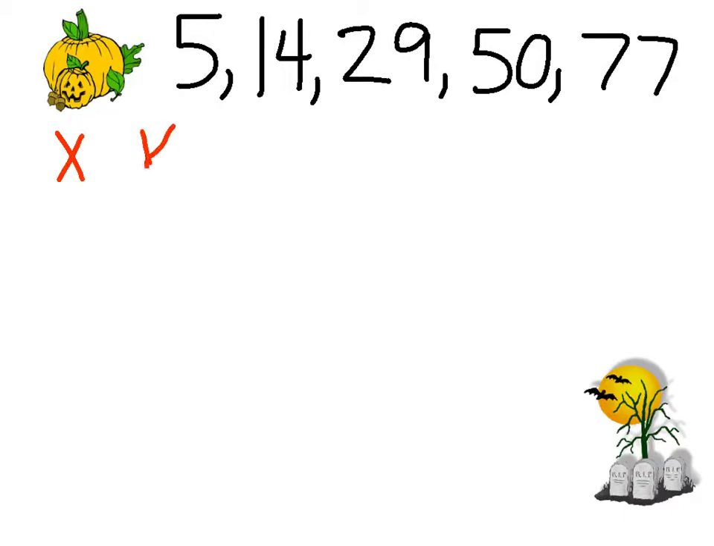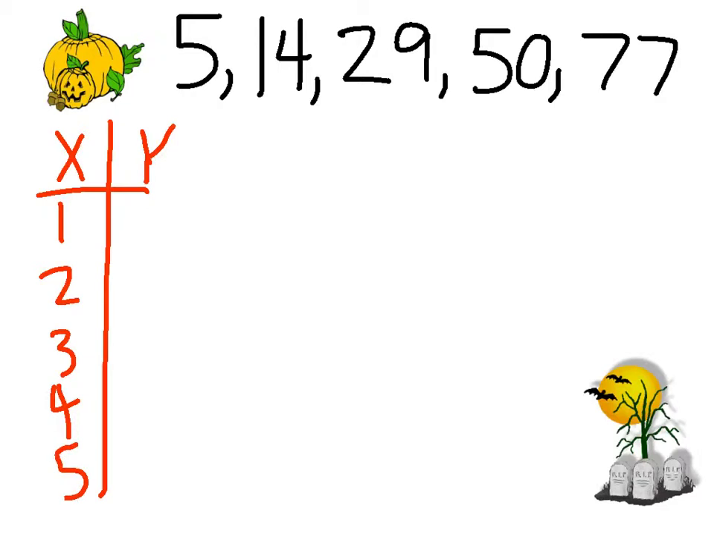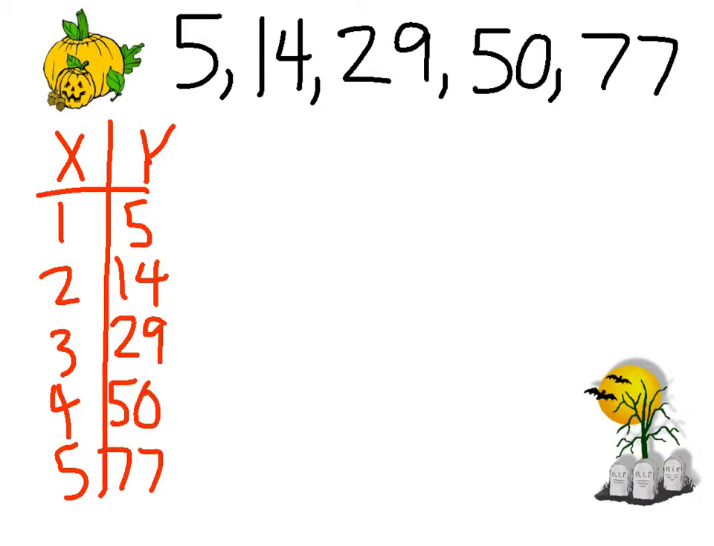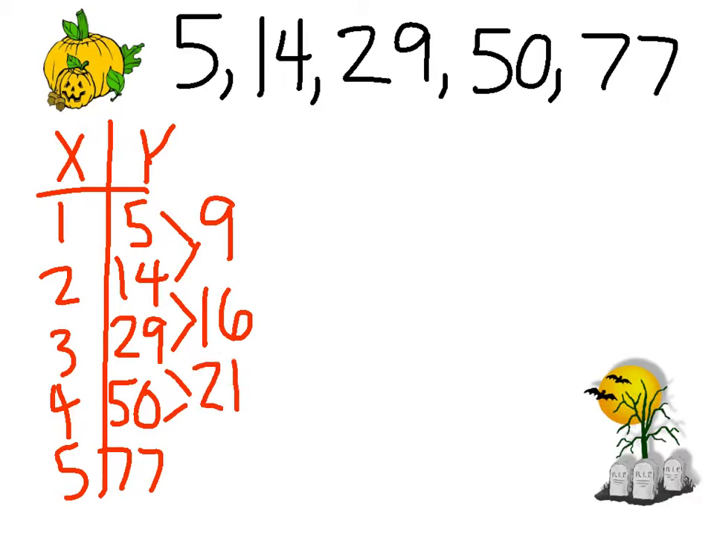Alright, let's try another example. Go ahead and put our numbers in the table. We have 1, 5, 2, 14, 3, 29, 4, 50, and 5, 77. Okay, so we're going to take the difference of our y's. 14 minus 5 is going to give us 9. 29 minus 14 is going to give us 16. 50 minus 29 will give us 21. And 77 minus 50 will give us 27.